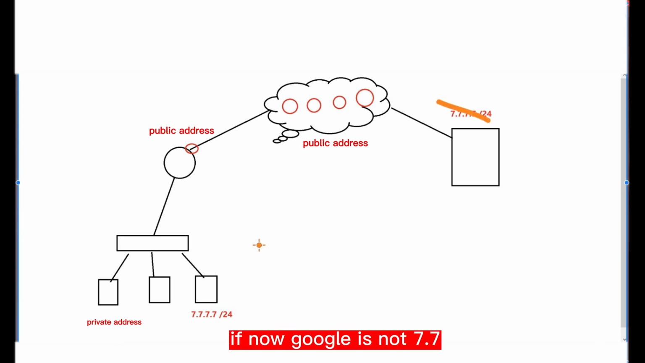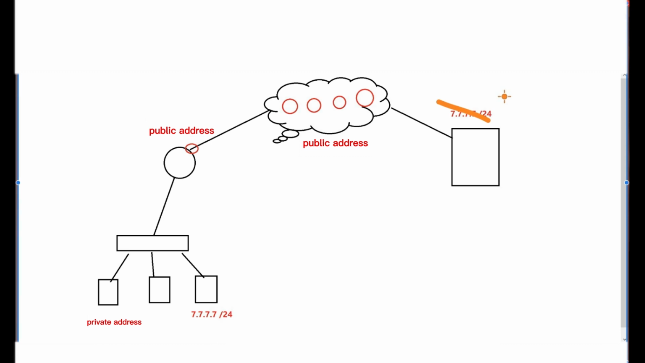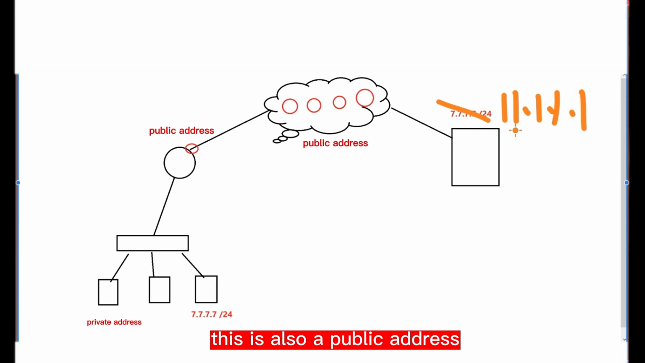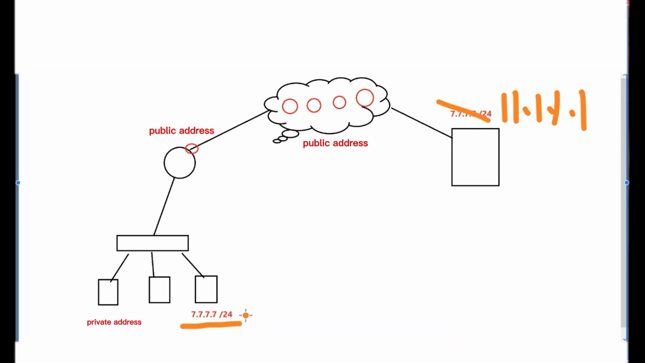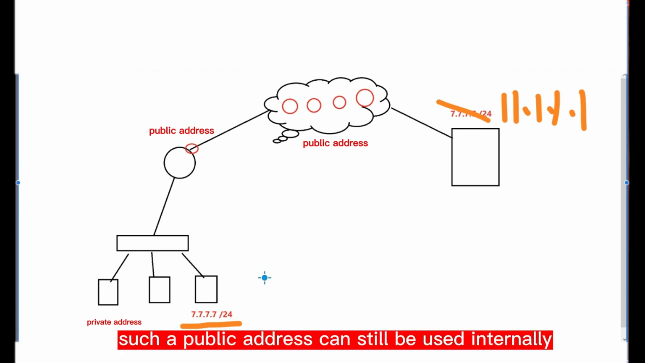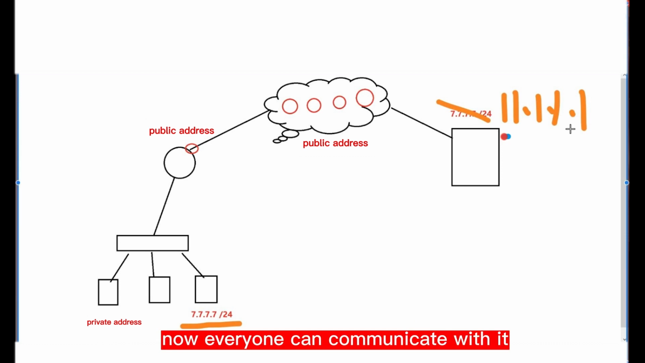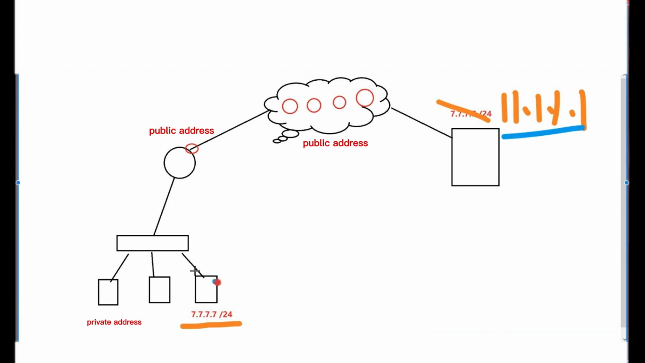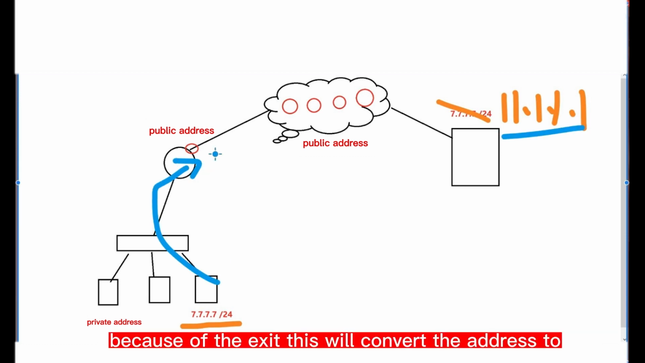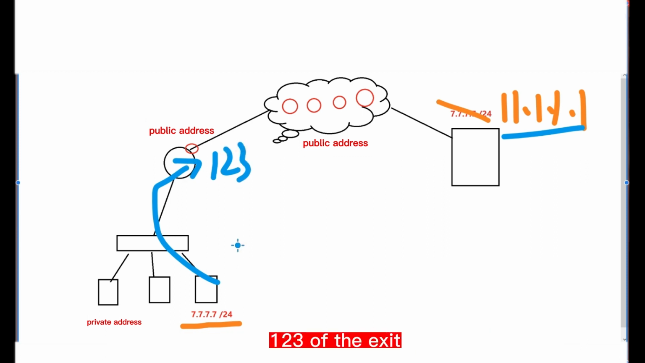If now Google is not 7.7, it is 11.1.1.1. This is also a public address. But you are still using 7.7. That's fine. Such a public address can still be used internally. Now everyone can communicate with it. Because of the exit, this will convert the address to 123 of the exit. It's okay. But make sure.